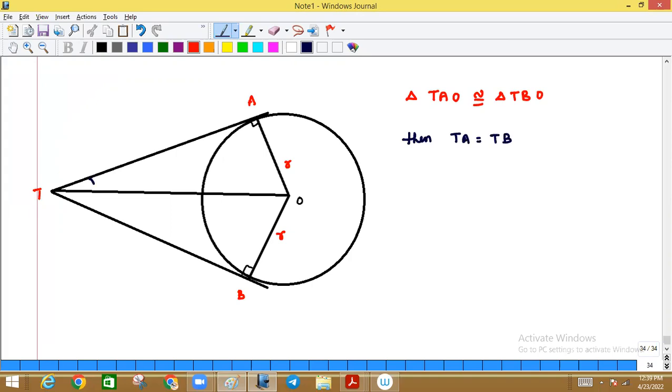If I take this angle as X degrees, corresponding parts of congruent triangles are equal, so this angle is also X degrees. What about this angle? Let it be Y. This angle is also Y. Or else take it as 90 minus X. Because it is 90, if this is X, what about this angle? 90 minus X. And this angle is also 90 minus X. Is that clear?